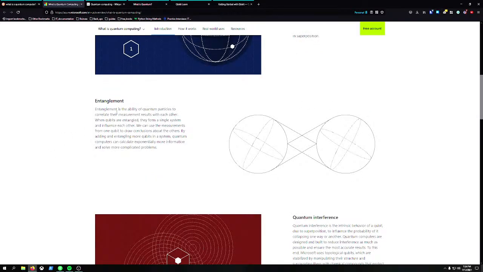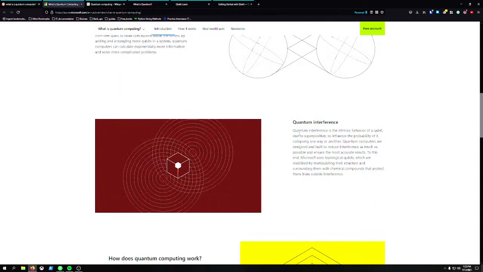And then entanglement. Entanglement is the ability of quantum particles to correlate their measurement results with each other. When qubits are entangled, they form a single system and influence each other. We can use measurements from one qubit to draw conclusions about the others. By adding and entangling more qubits in a system, quantum computers can calculate exponentially more information and solve more complicated problems. Quantum interference is the intrinsic behavior of a qubit, due to superposition, to influence the probability of it collapsing one way or the other.